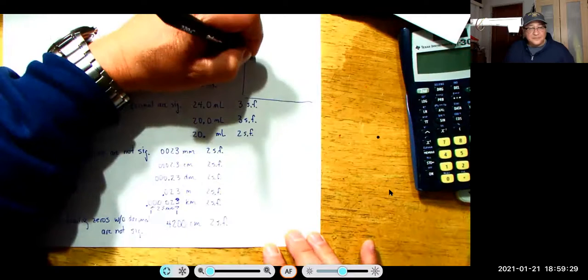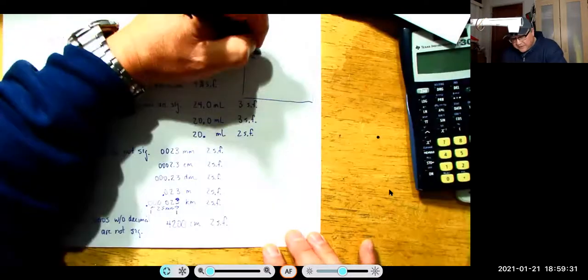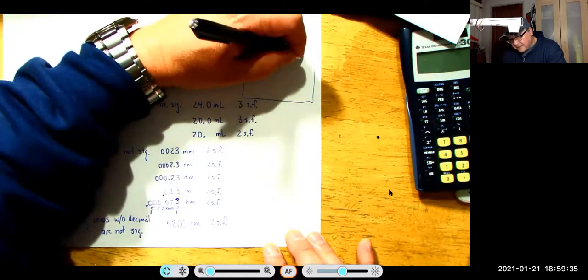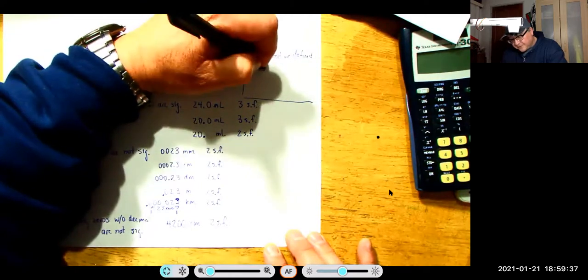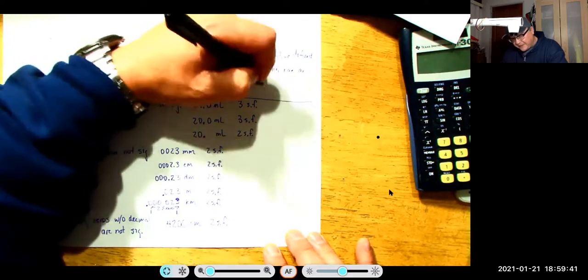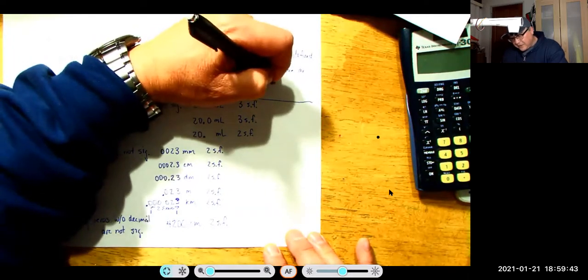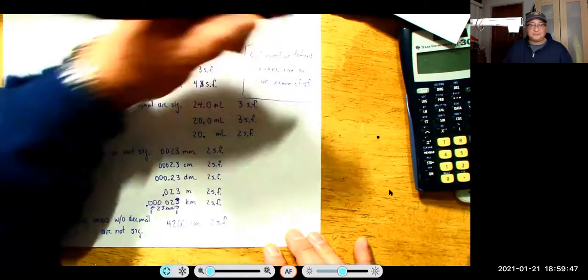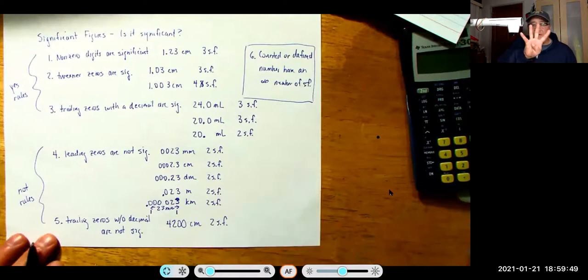6. Counted or defined numbers have an infinite number of significant figures. How many fingers am I holding up? Okay, now I said fingers, not digits. So how many fingers am I holding up?